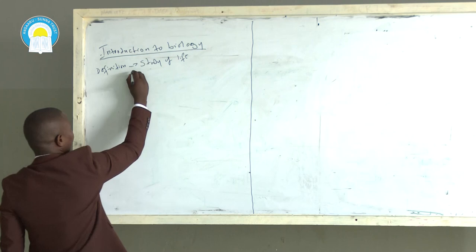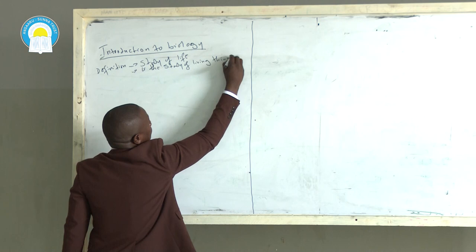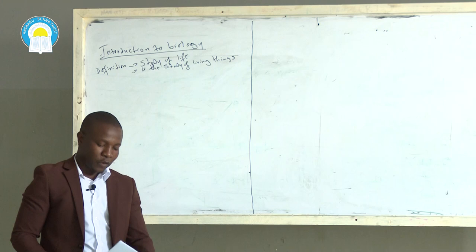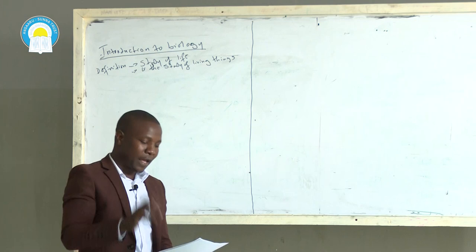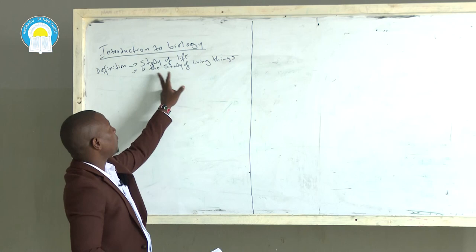Is the study of living things. So there are two definitions of biology. Number one, study of living things. And number two, study of life. When you talk about study of life, it means that biology is only going to deal with anything that has life, anything that can respire, that can reproduce, that can excrete, that can be sensitive to changes in the environment.